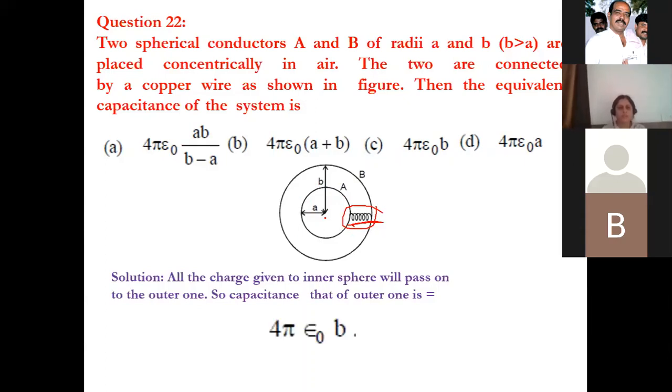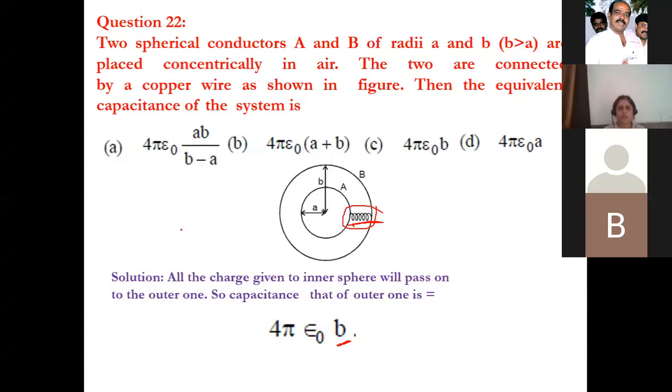So see here what happens: all the charges given to the inner sphere will pass on to the outer sphere. So the capacitance of the outer one will be the capacitance due to a charged sphere. The capacitance of a charged sphere is 4 pi epsilon naught R, which you got in the synopsis part, where R is the radius of the sphere on the surface, for the surface charge. Now here the radius is nothing but b in this case. Therefore 4 pi epsilon naught b is the correct option.